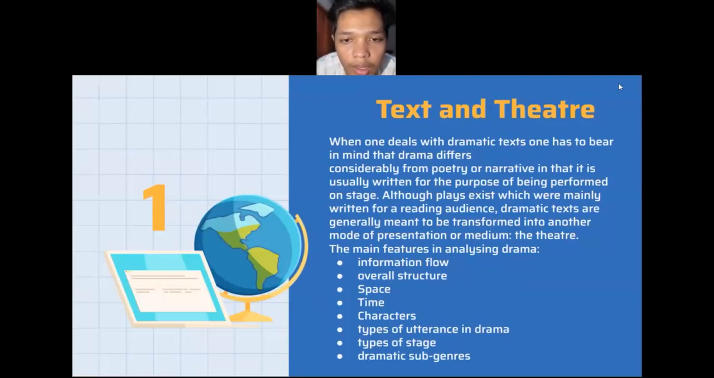The main features in analyzing drama: first, information flow, overall structure, space, time, characters, type of utterance in drama, types of stage, and dramatic subgenres. Next slide, please.